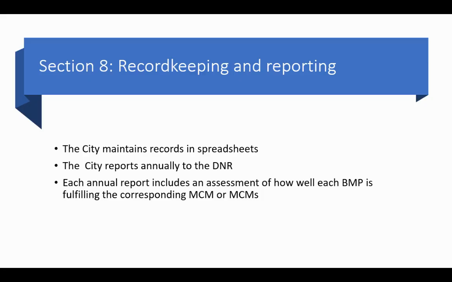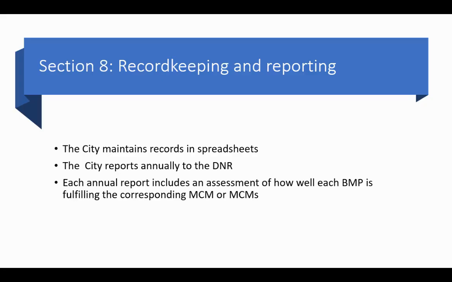This is how the city will maintain records and report about the effectiveness of the stormwater program. The city will start to maintain records in spreadsheets. Previously, several records were listed in the stormwater management plan as being maintained in logbooks, but spreadsheets and other forms of online records are much easier to search if we need to get data about a specific situation. They're much easier to store, they don't take up as much space, so we are going to be moving to electronic records rather than logbooks or paper records.